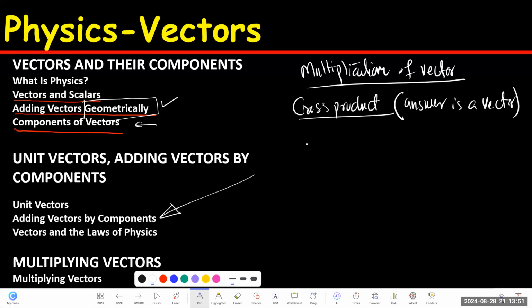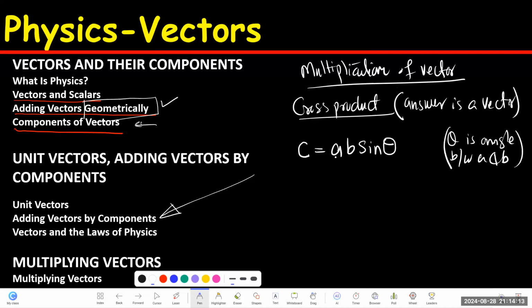And the formula for this is going to be C equals A B sine theta. Over there it was cosine theta; here we have sine theta. And what is theta? Theta is the angle between A and B. Now, since this is a vector, if I multiply them, you're not going to get a vector, so I have to define here a unit vector. My answer would be this unit vector, which should be 90 degrees to A and 90 degrees to B.